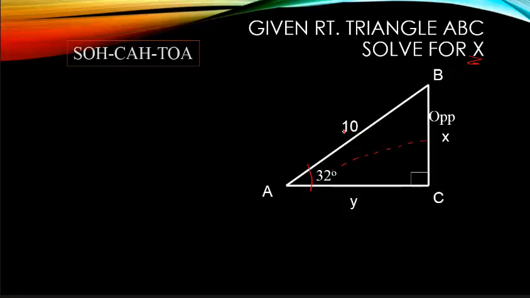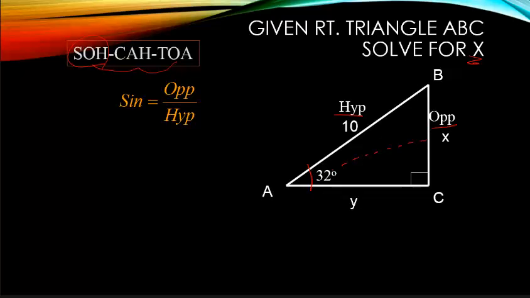So that way I need to consider this 10, and which part of the triangle is the 10? Is it the opposite, the adjacent, or the hypotenuse? You should know it's the hypotenuse. So these are my two parts, opposite and hypotenuse, O and H. Which one of my trig functions have O and H in them? Sine. So I'm going to write that definition down. Sine equals opposite over hypotenuse.